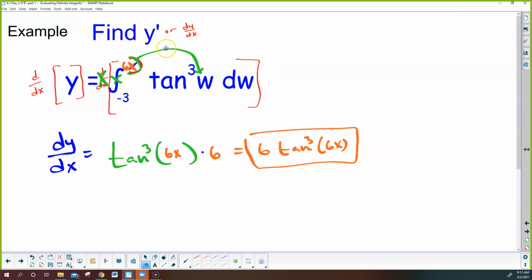Sometimes students don't love this because it's a shortcut, and you really have to think about why it works to apply it. So let's try another one. Let's see how you feel about this one.